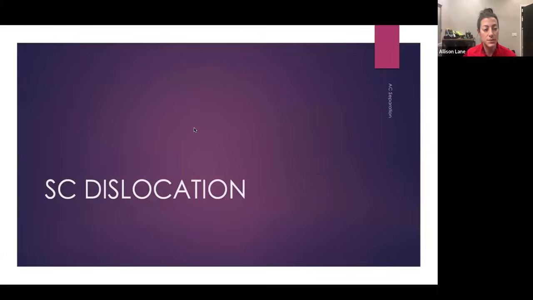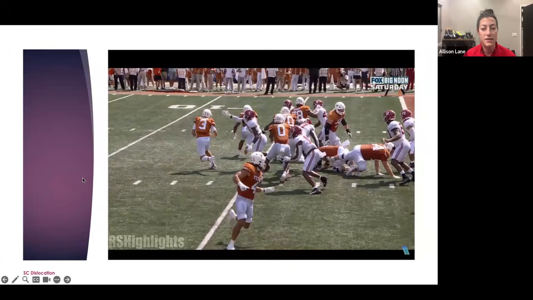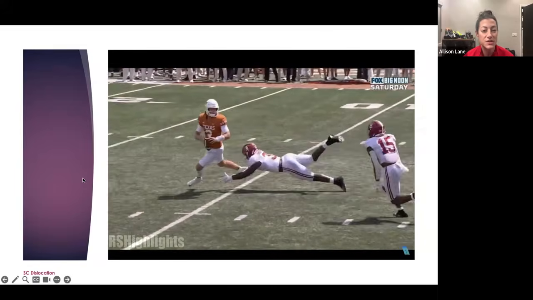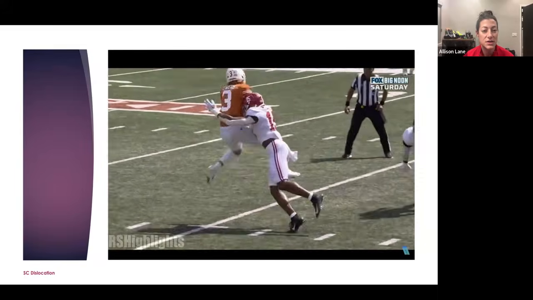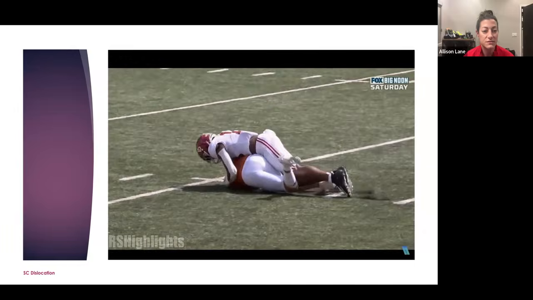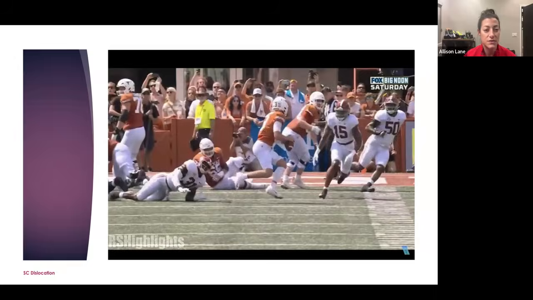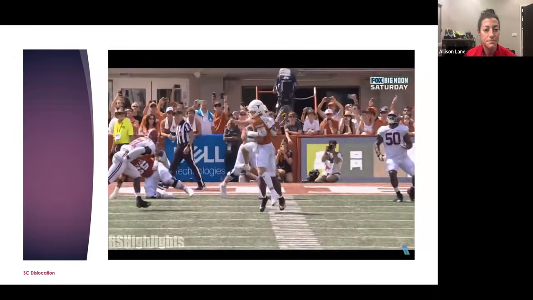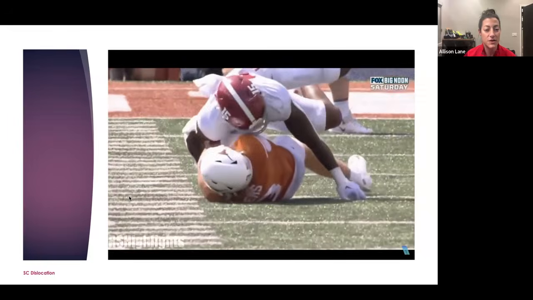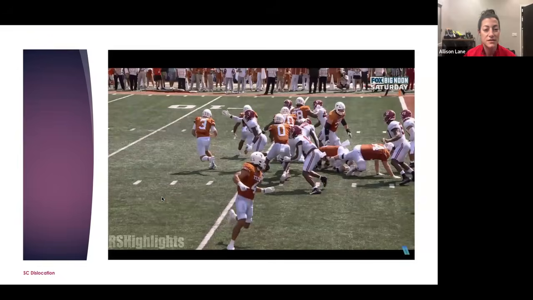Now we'll talk a little bit about SC dislocations. And this here is Texas quarterback Quinn Ewers in 2022. And he gets driven down and sprains his SC joint right there. You'll see another view. So common theme here, fall onto shoulder, seems to be most of these injuries.